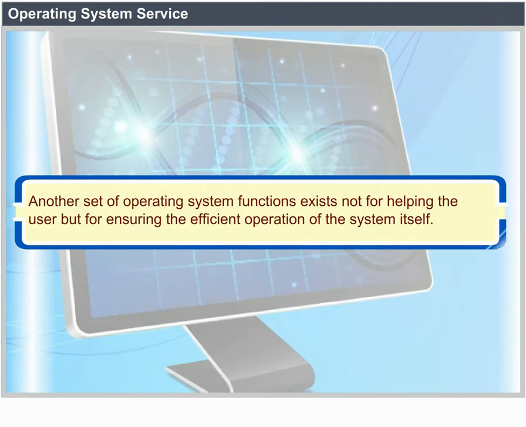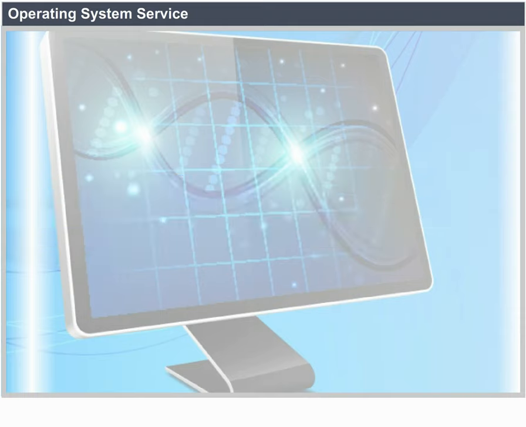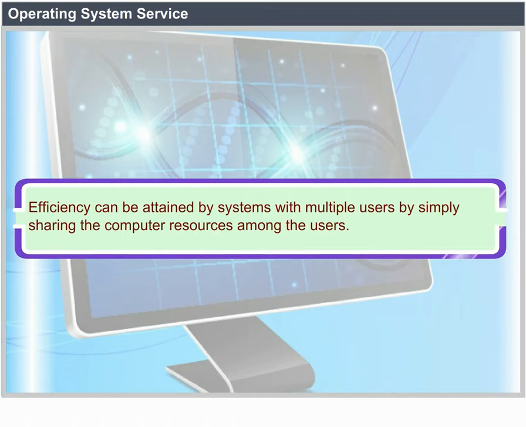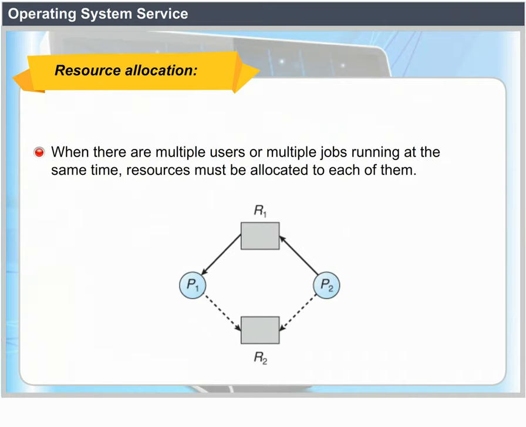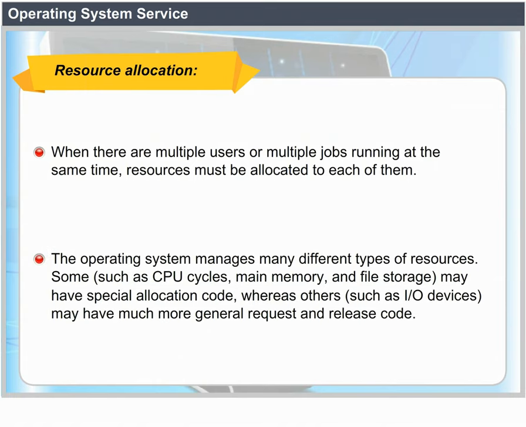Another set of operating system functions exists not for helping the user, but rather for ensuring the efficient operation of the system itself. Systems with multiple users can gain efficiency by sharing the computer resources among the users. Resource allocation. When there are multiple users or multiple jobs running at the same time, resources must be allocated to each of them. The operating system manages many different types of resources. Some, such as CPU cycles, main memory, and file storage, may have special allocation code, whereas others, such as input-output devices, may have much more general request and release code.